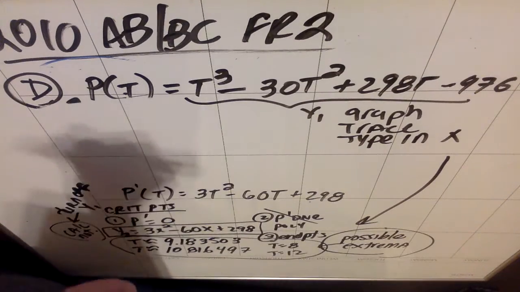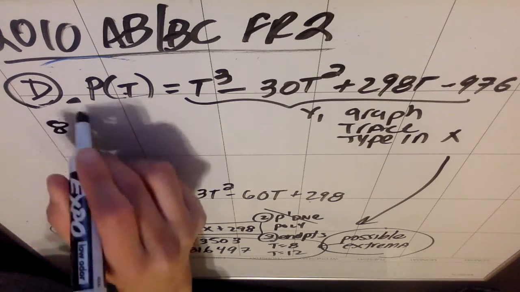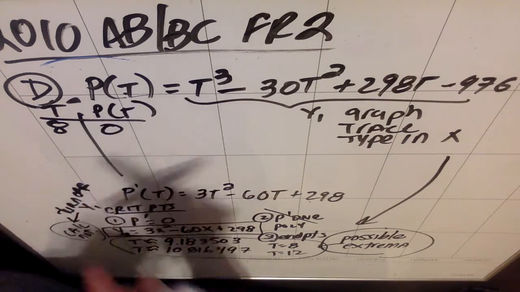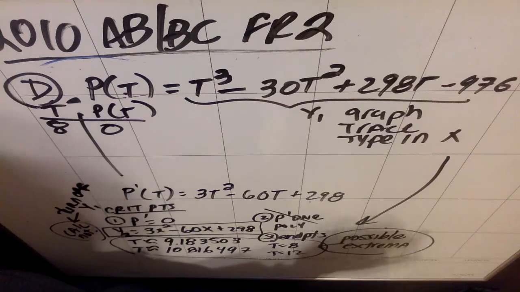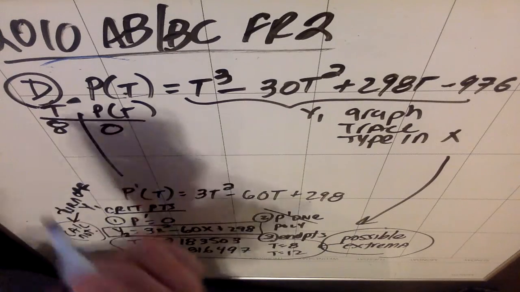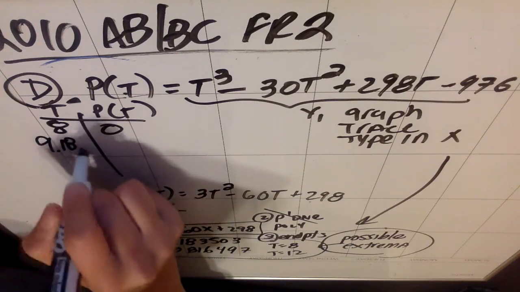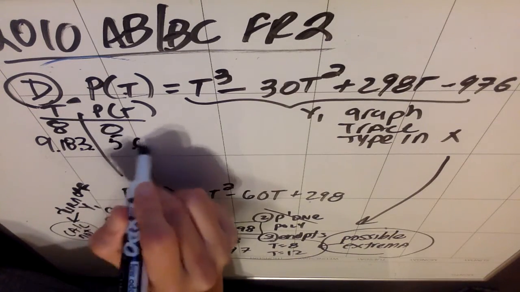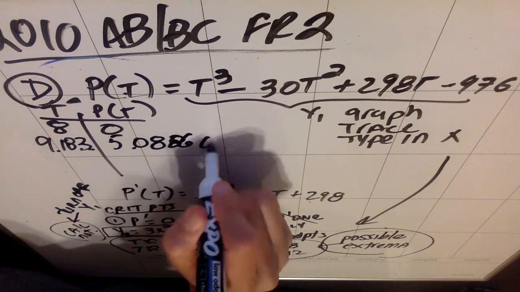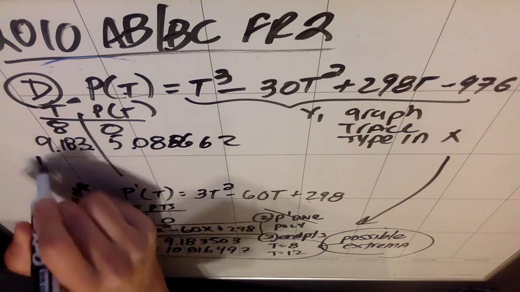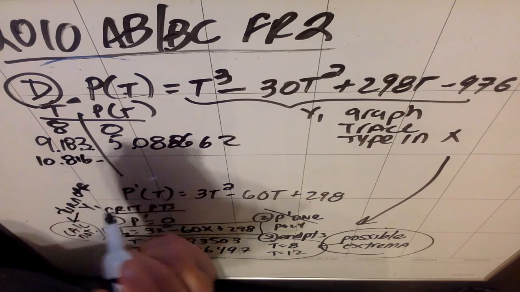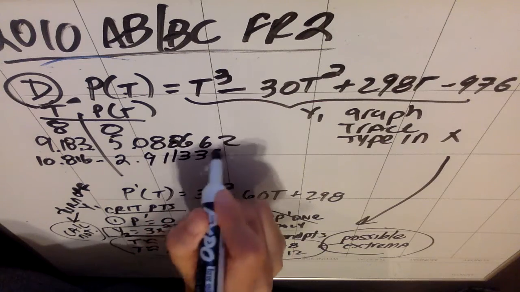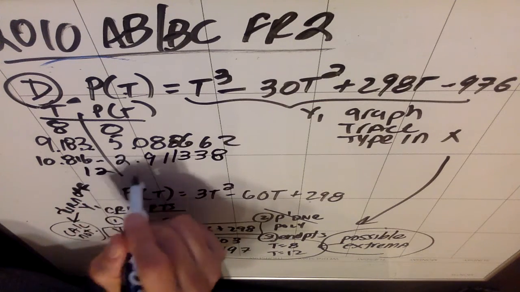You'll get a value out. So if you do that, you're going to find that when you plug in 8, you get a 0, which makes a ton of sense because at the beginning of this thing at 8 p.m., you couldn't have processed any entries because it just started. At the 9.183 and so on, you're going to get a value of 5.088662. When you trace and do the 10.816 and so on, you're going to get a 2.911338. And when you plug in the 12, you're going to get an 8.